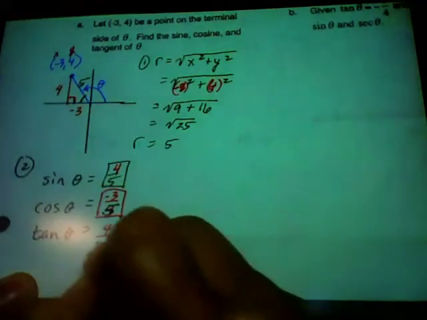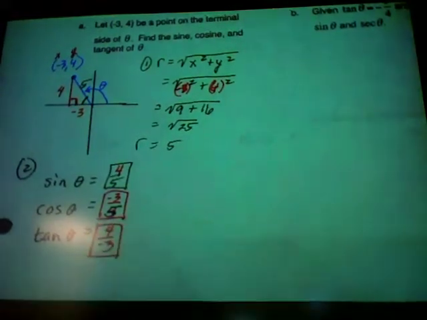4 over -3. That's all they asked for, so I'm not going to do their inverses. Does that make sense how we got those? Okay, I still don't know what theta is, but I do know what the sine, cosine, tangent is. All right, so look at B. See, how is B different?